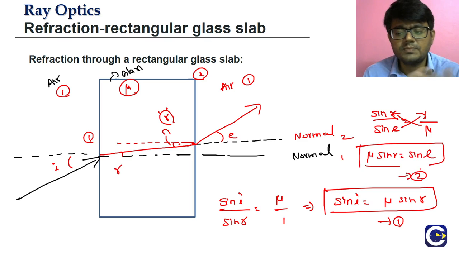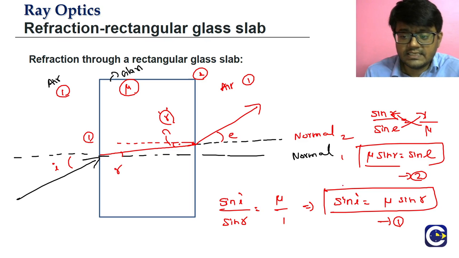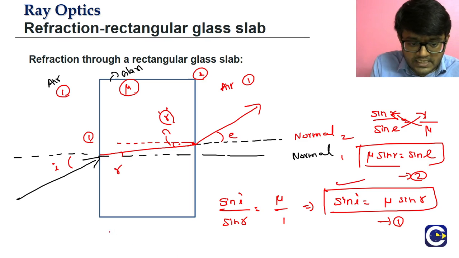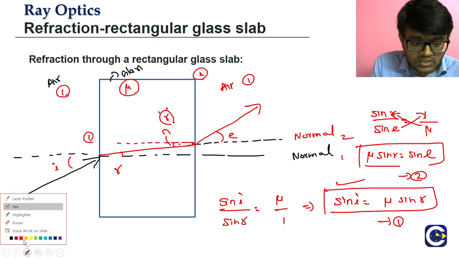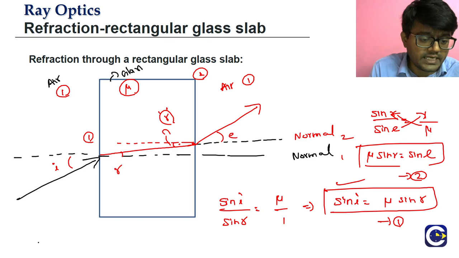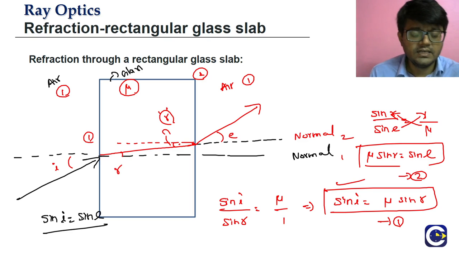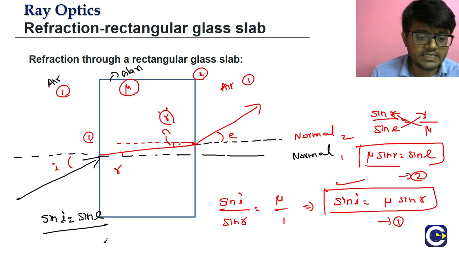Now what we will be able to observe is, from expression 1 and expression 2, what is mu times sin R? That is sin I in the first expression. What is mu times sin R from the second expression? It is sin E. So what we will be able to conclude is that sin I is equal to sin E. If the sine values are equal, we can say that the angles also will be equal.